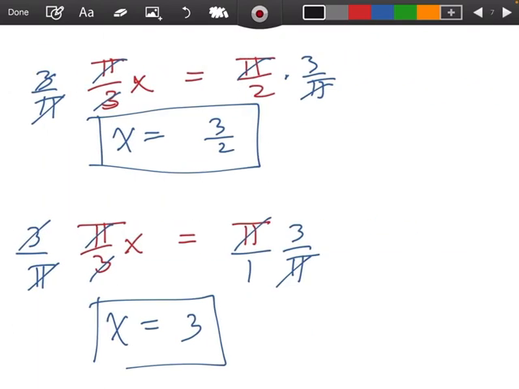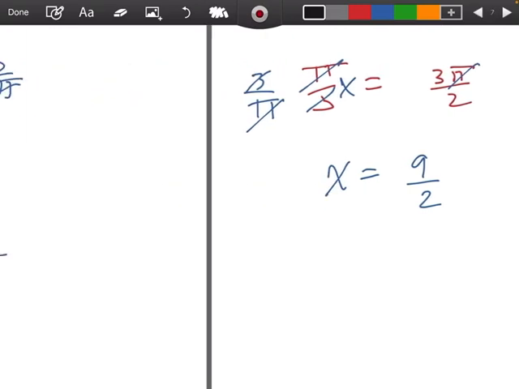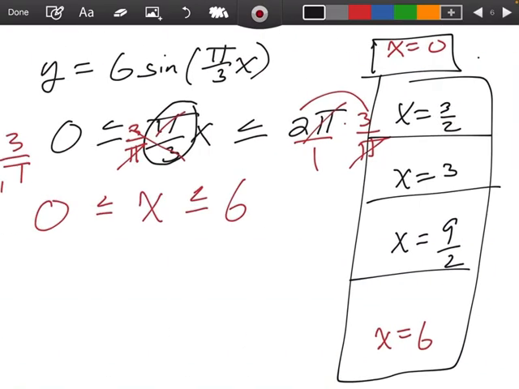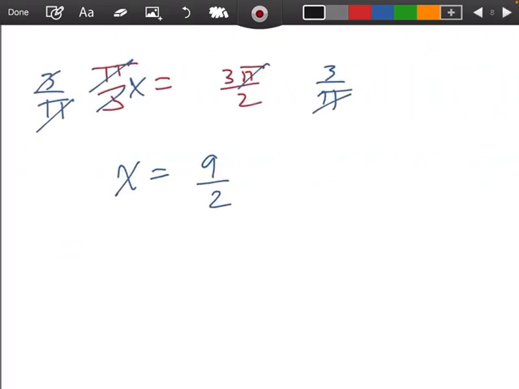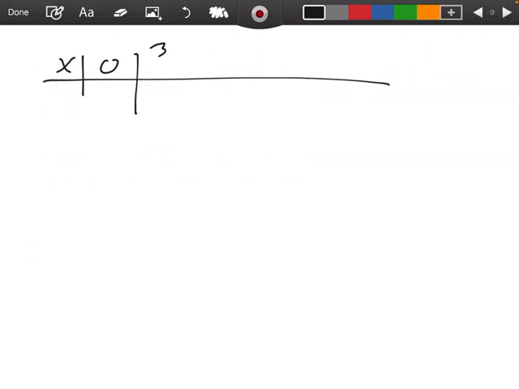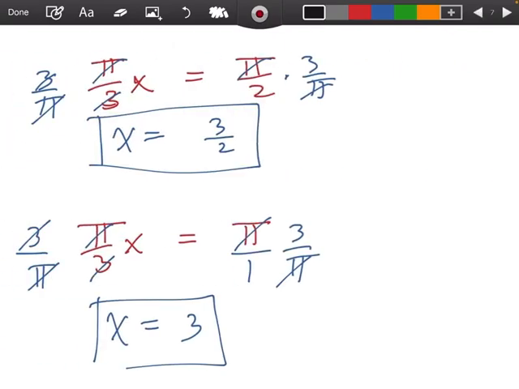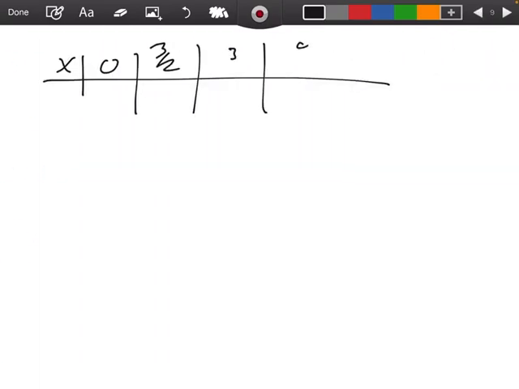So what I'm going to do now is make my table. I'm going to go like this. X. So we had 0, 3 over 2, 3, 9 over 2, and 6. That's what it was.